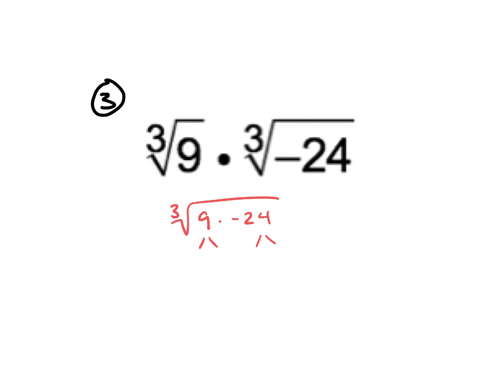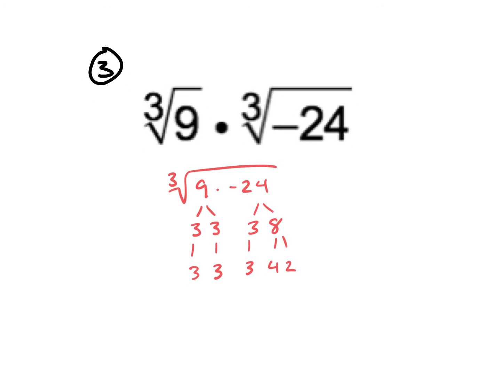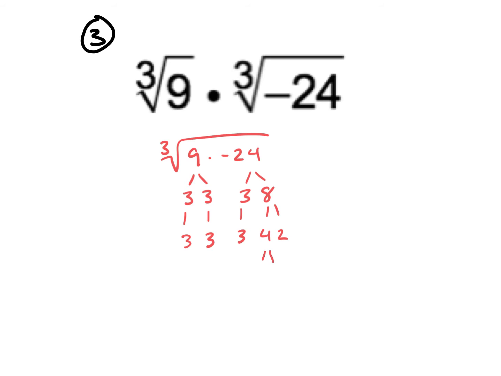So what are factors of 9? 3 and 3. And factors of 24? 3 and 8. Can't break down the 3's anymore. And what are factors of 8? 4 and 2. Can we break anything else down? 4 gets broken down into 2 and 2.